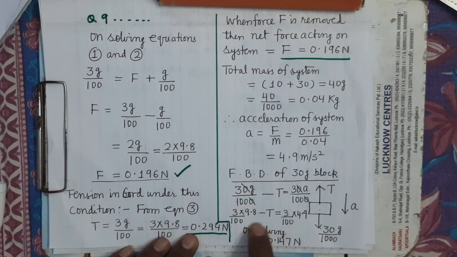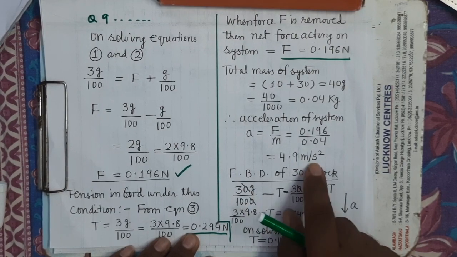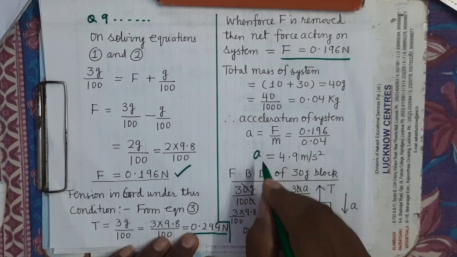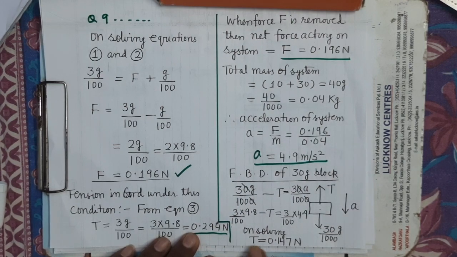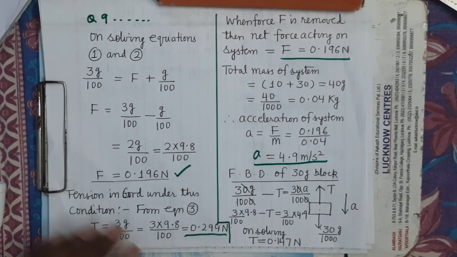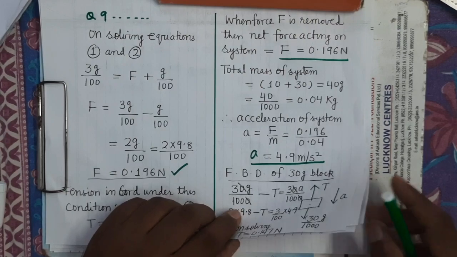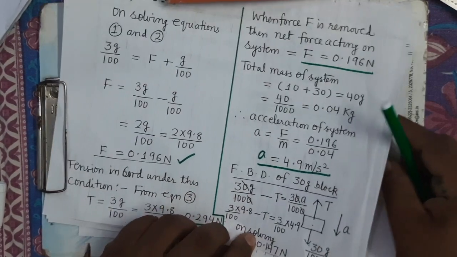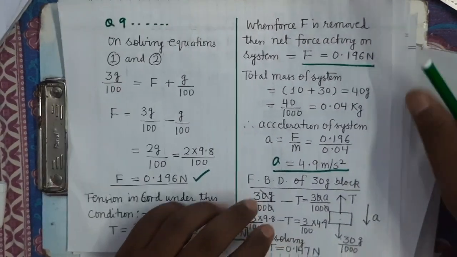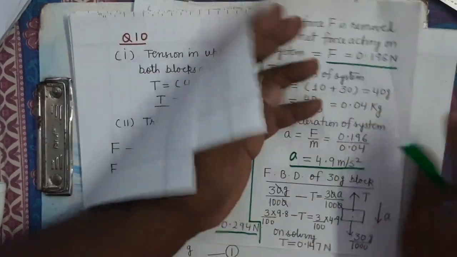When you substitute the value of g and a, where the value of a is this, we can find the value of T. It is 0.147 Newton. 0.147 Newton. This way you can find the tension.